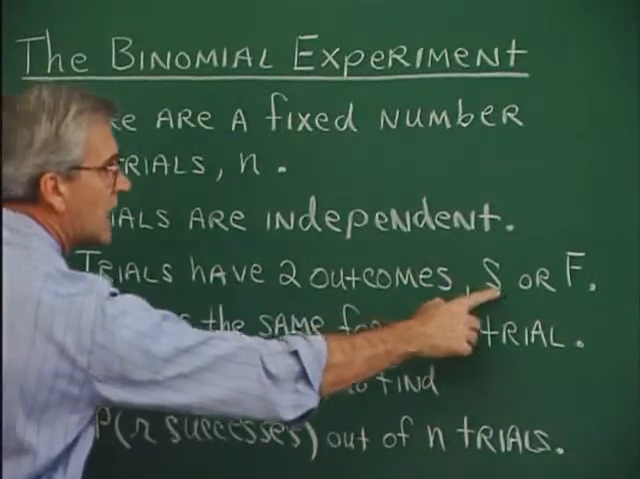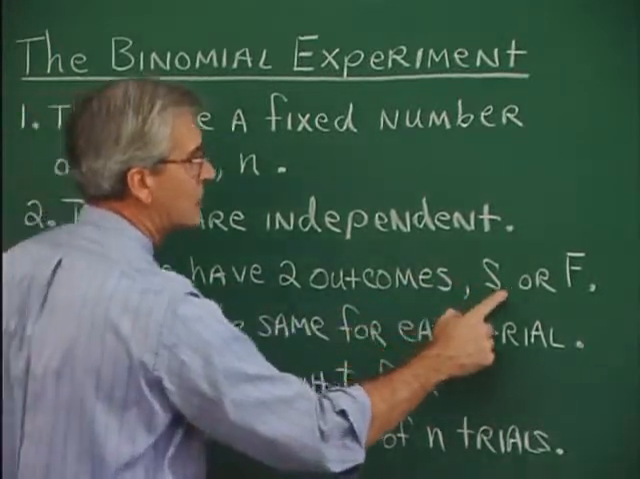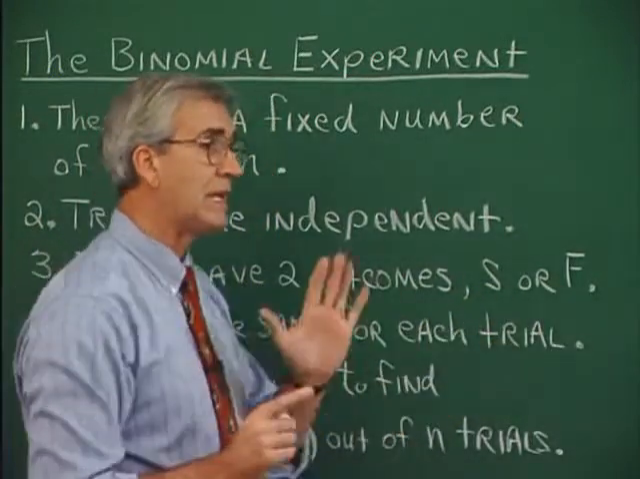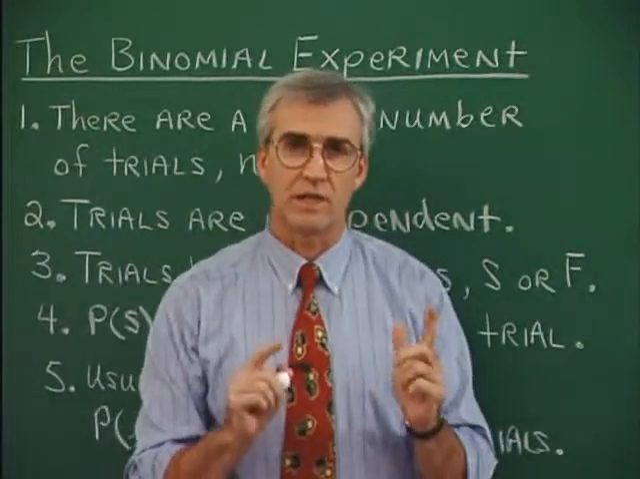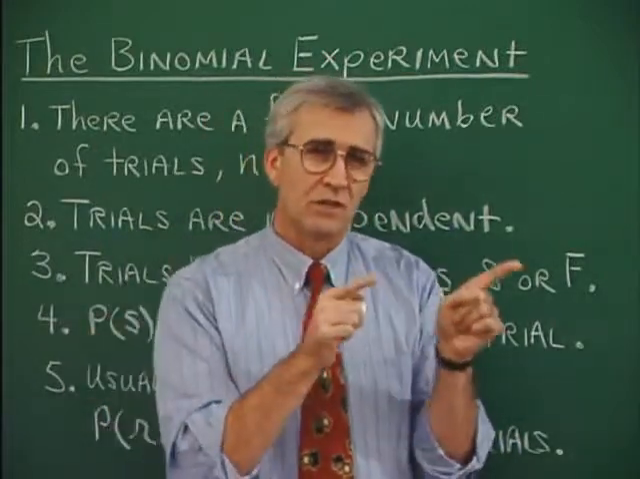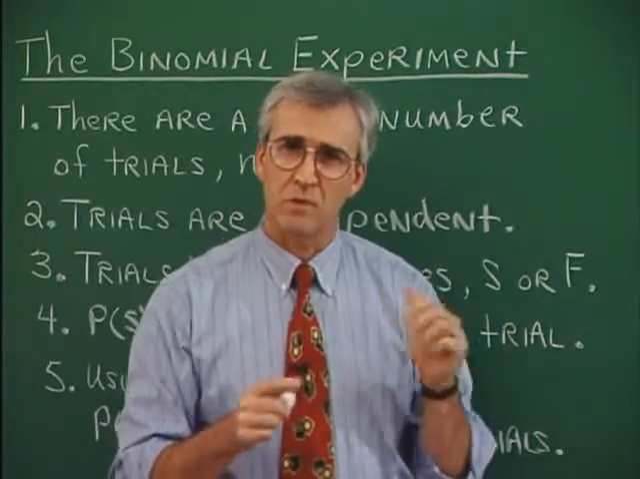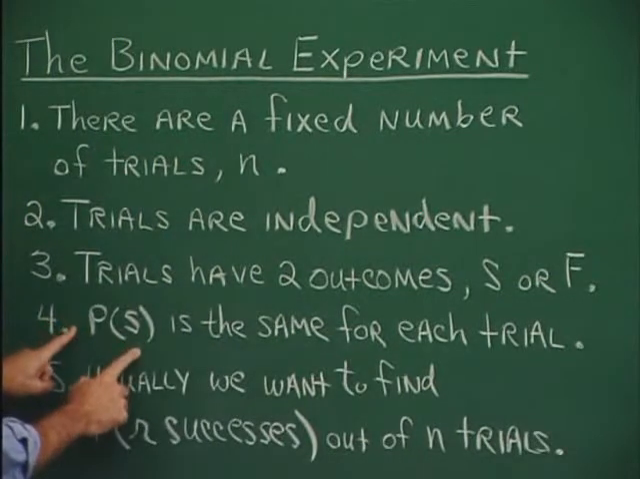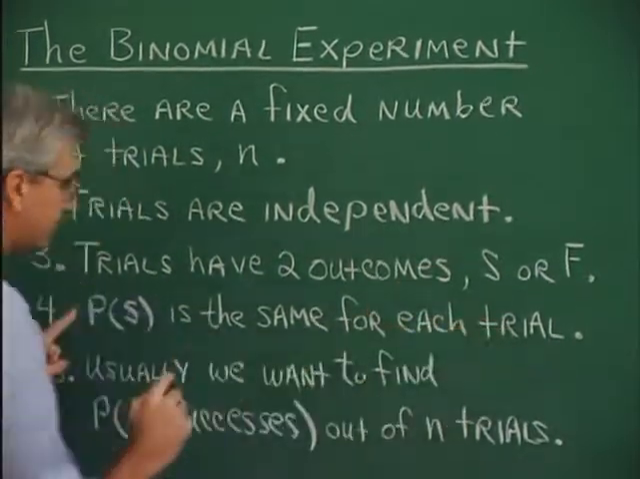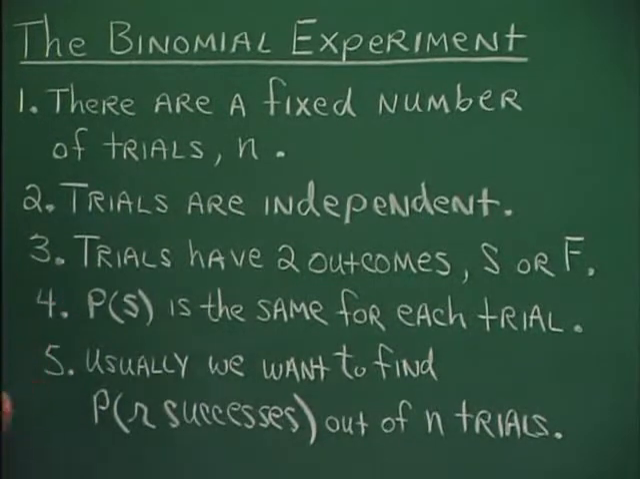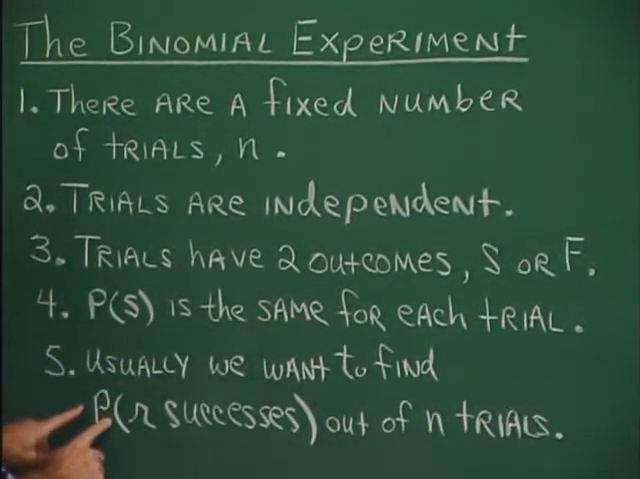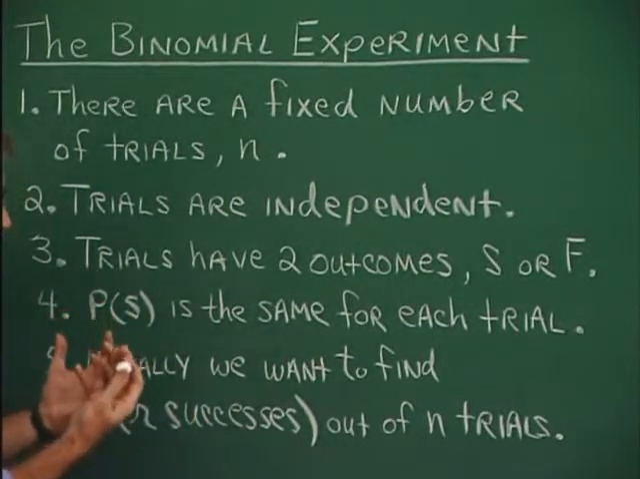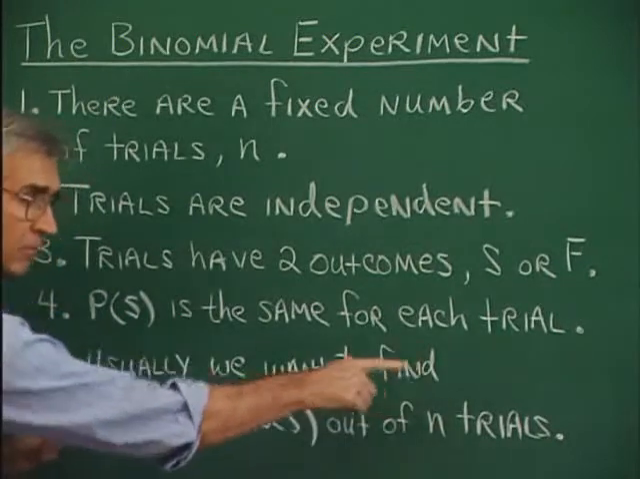Two outcomes. They're often designated as S or F, success or failure. Success doesn't necessarily imply good, and failure doesn't necessarily imply bad. It's just success in terms of the experiment that is underway. The probability of success is the same for each trial. And usually in this circumstance we want to find the probability of r successes, some particular number of successes, out of the n total trials.